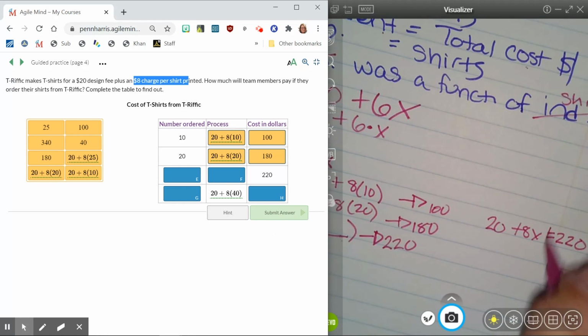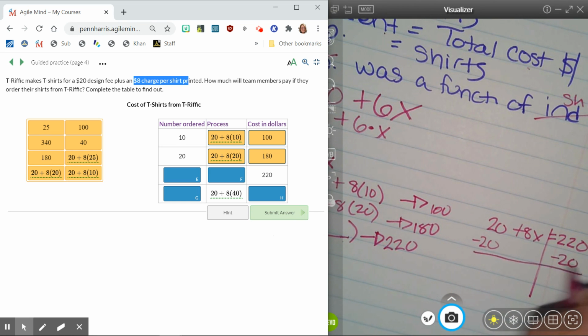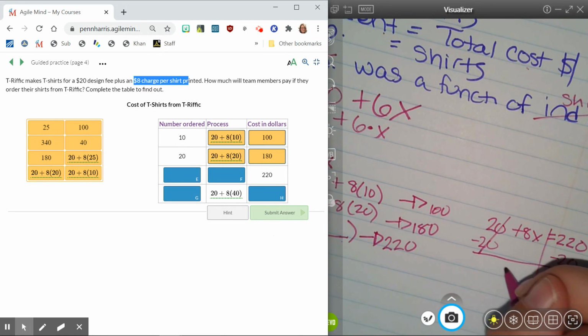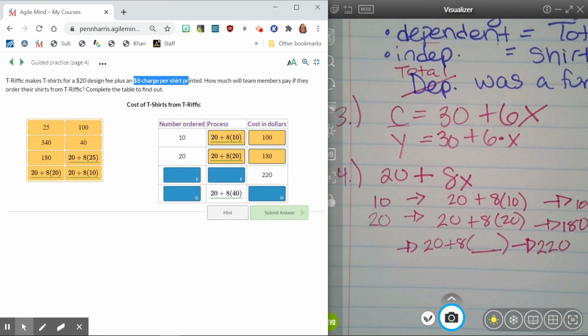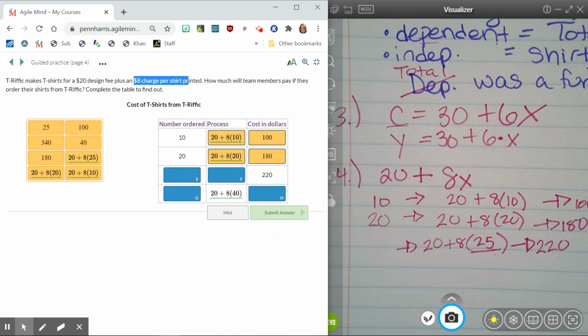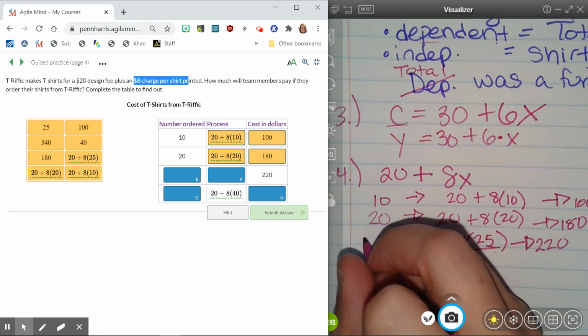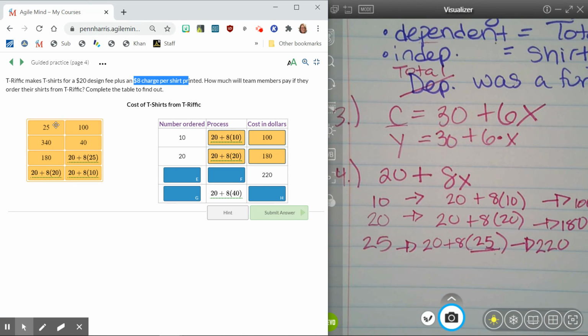Move our 20 to the other side, and we're left with 8x equals 200. Divide both sides by 8, and we get that x equals 25. And I know that whatever goes in this blank, that's the number of shirts that I am ordering. So let's bring my 25 here.